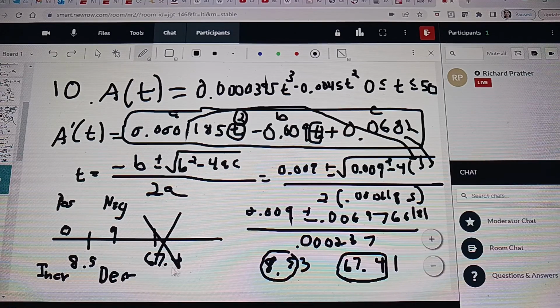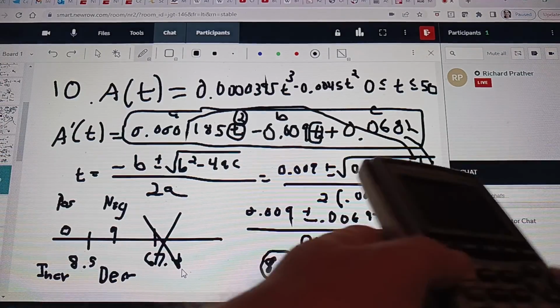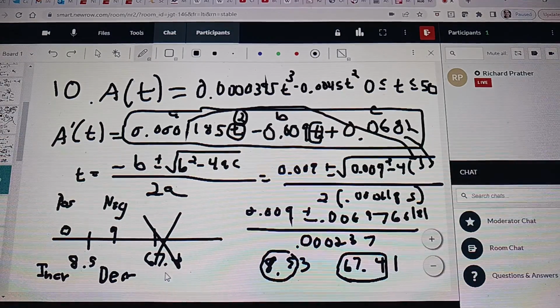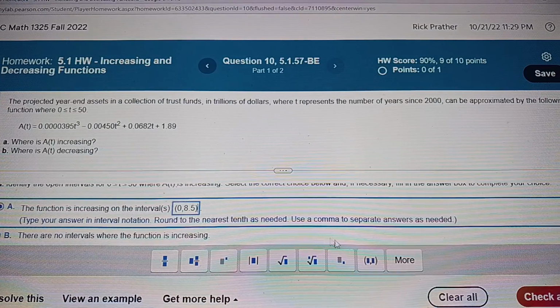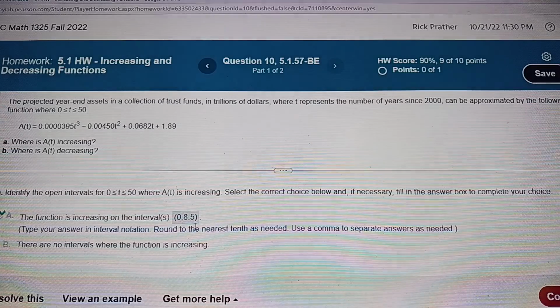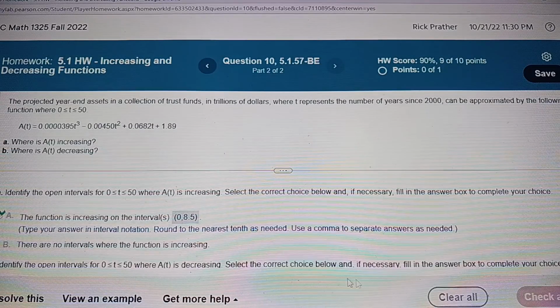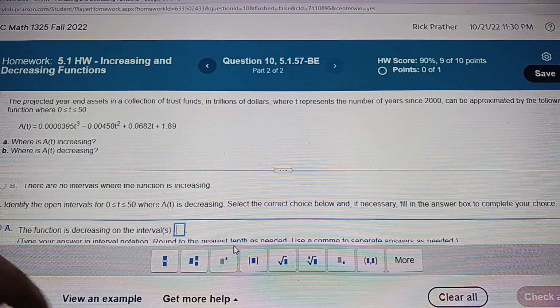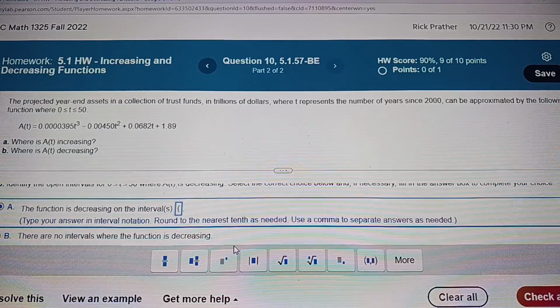It would actually decrease all the way to 67, but we only care about 0 through 50. We're just going from the year 2000 to the year 2050. So yes, it's only increasing till 8.5. After halfway through the year 2008, it stops increasing. And then it's going to decrease from halfway through 2008 all the way to the year 2050.